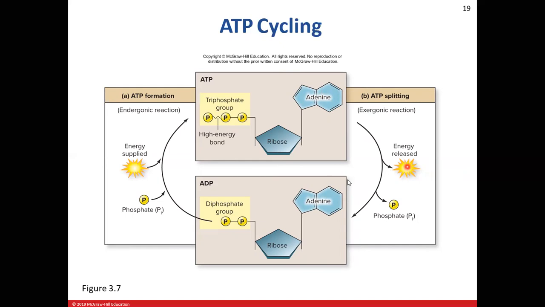So now we go through this process where we form ATP. So now we take ADP, add one additional inorganic phosphate, we add energy to the system, and now we're back to having a high energy bond with ATP. And then the cycle just continues and continues. And that's how we are able to continuously supply ourselves with ATP.